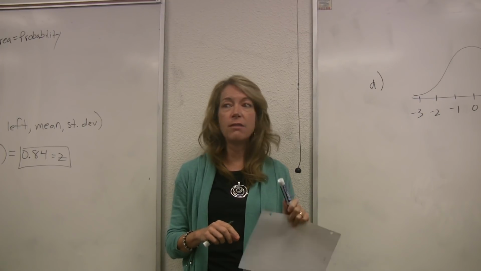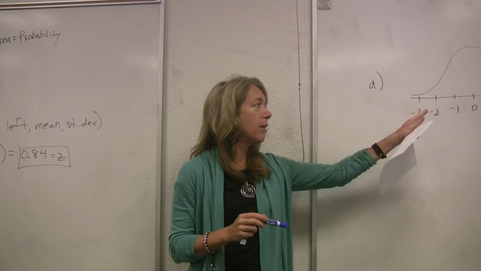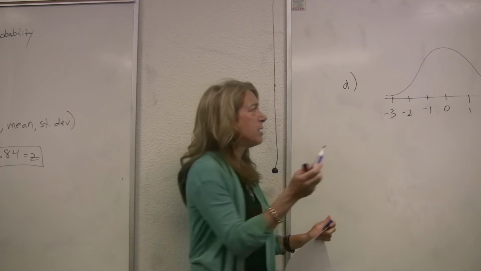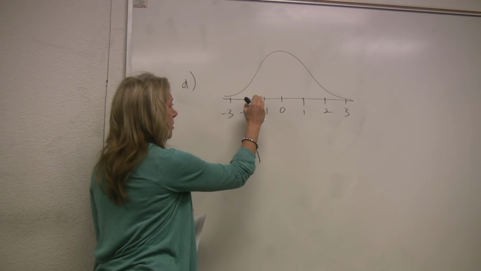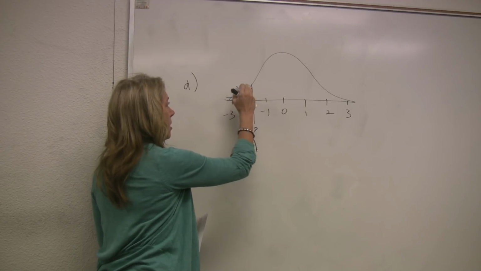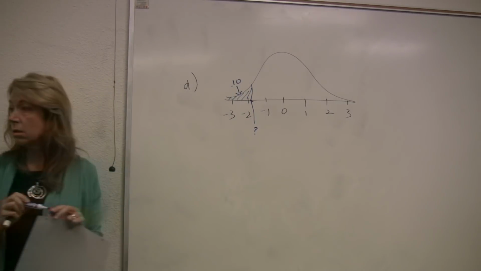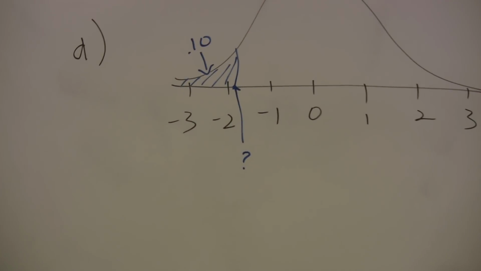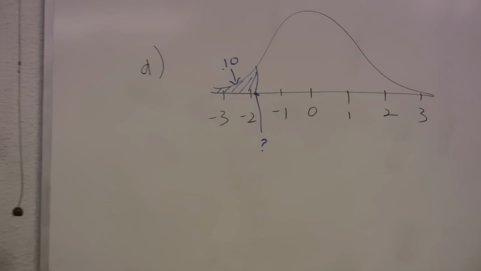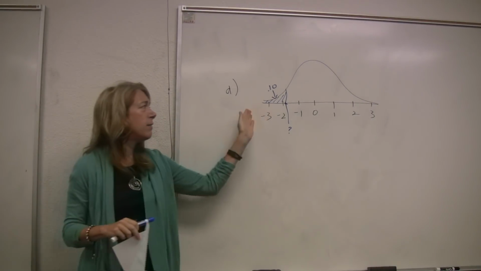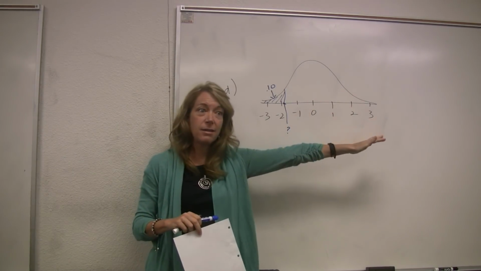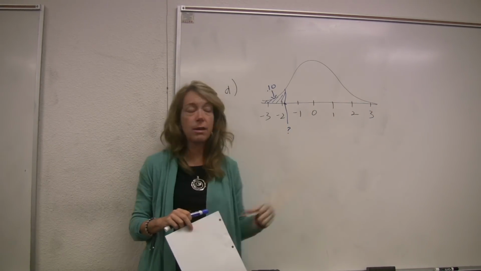Which tail is the question? Where am I going to guess for bottom 10%? Somewhere to the left, over here, where this area on this side is 0.10. Why is that the bottom? That's the hardest part. It's negative. These are the smaller numbers, these are the bigger numbers, so these are the lower end, these are the upper end, the bottom, the top. Think of your number line, okay?